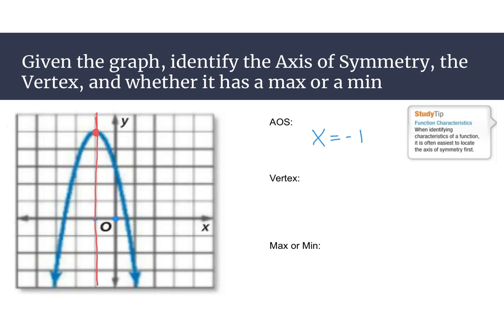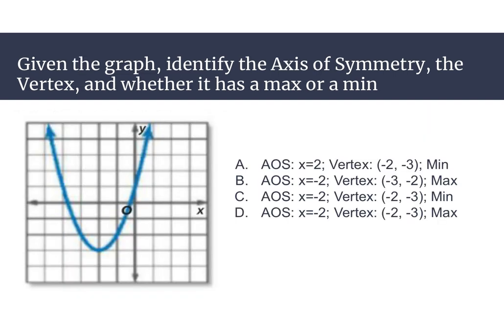So what is the vertex? Well, what point is that? -1, 1, 2, 3, 4, 5. And then the max or the min. Well, this is the highest point, so it has to be a maximum. So I'm going to say max at (-1, 5), which just so happens to be the vertex. A study tip: when you're trying to figure out all the key factors of a function, you might want to start with the axis of symmetry because that might be the easiest to find first.